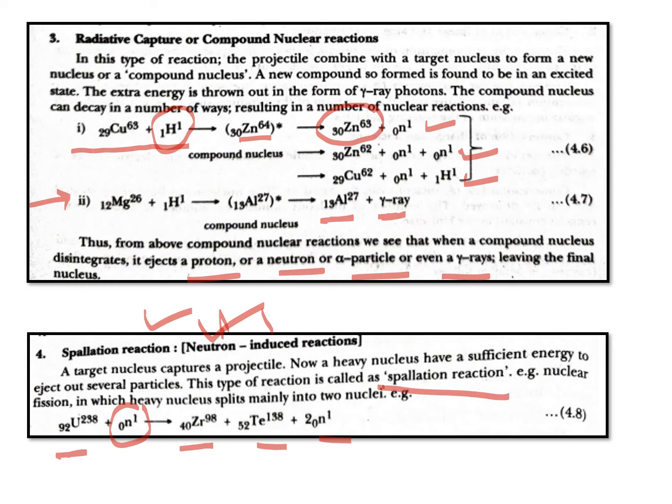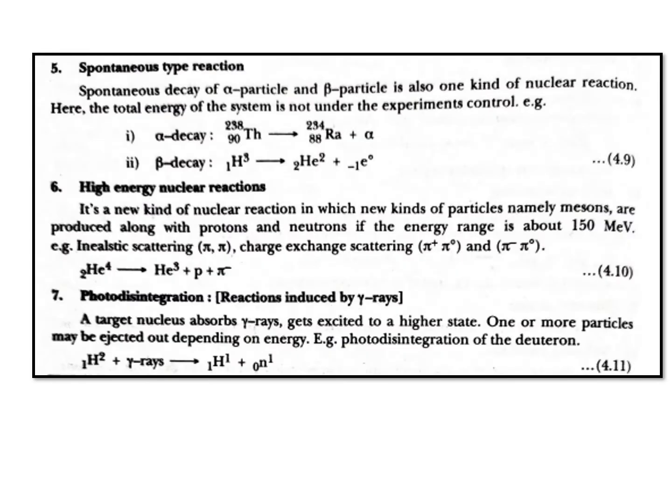These are very good reactions. Next, spontaneous type reaction. These are well-known reactions, so I am not going into detail on that. Already you are familiar with alpha decay, beta decay, gamma decay, where the spontaneous type of reaction takes place. There is no need of a projectile, no need of external resources. Directly due to the instability of the nucleus, it can emit alpha, beta, gamma particles.